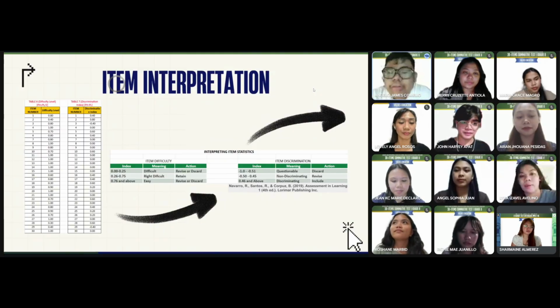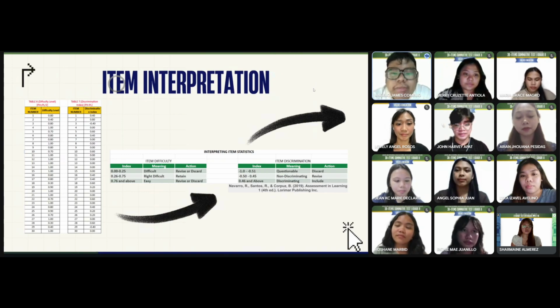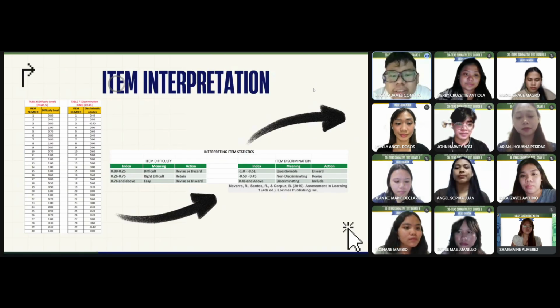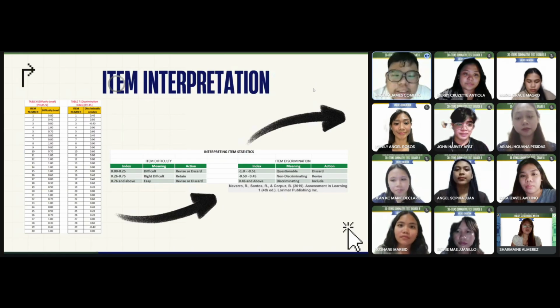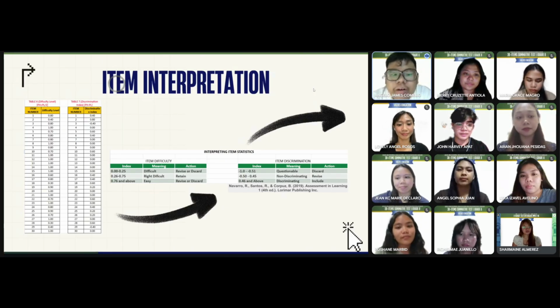Now we're looking at how we evaluated test items using two key metrics, item difficulty and item discrimination. Difficulty tells us how many students got the item right; if too easy or too hard, it may need revision. Discrimination shows how well an item distinguishes between high and low performers. Strong discrimination means it's a good question. By interpreting these indices, we can refine assessment to be fair, effective, and aligned with the learning goals.